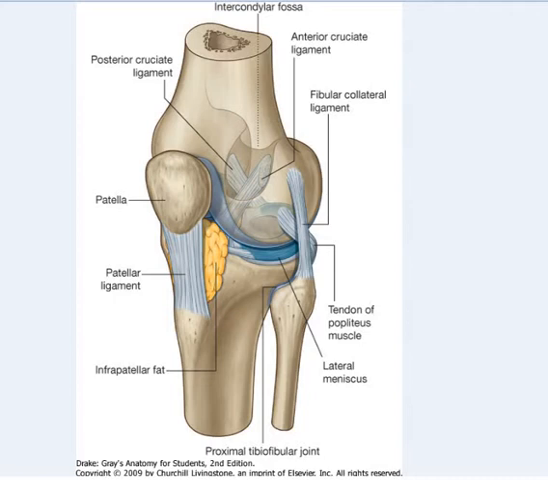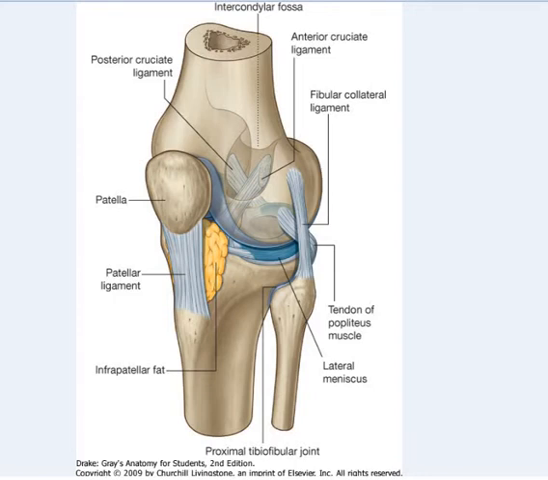Students, we have already discussed the myology and osteology of the lower limb. So today I am going to start the arthrology of lower limb. The first joint we will discuss today is the knee joint. As you all know, the knee joint is the largest synovial joint in our body.